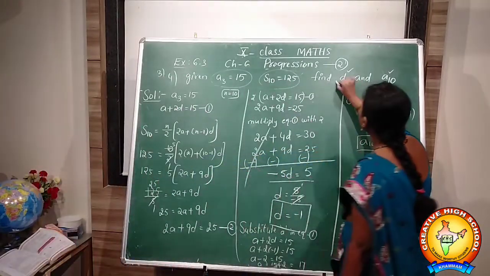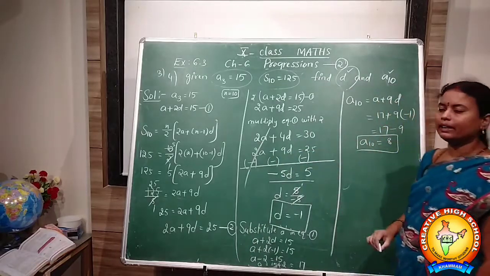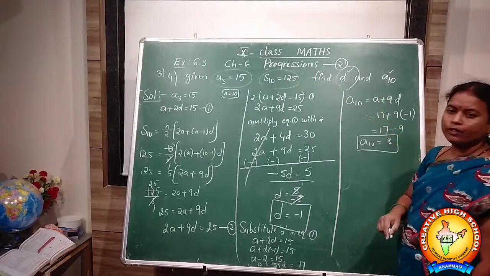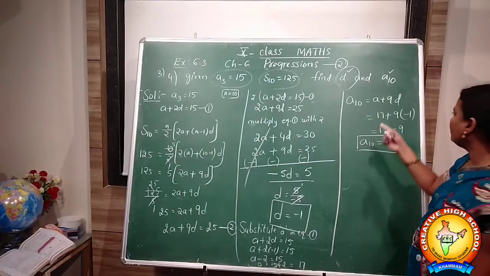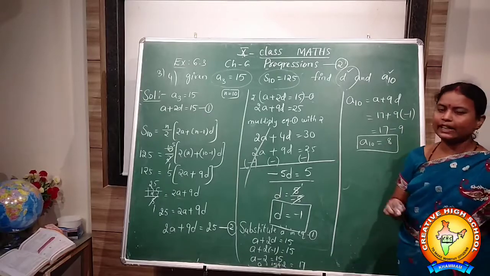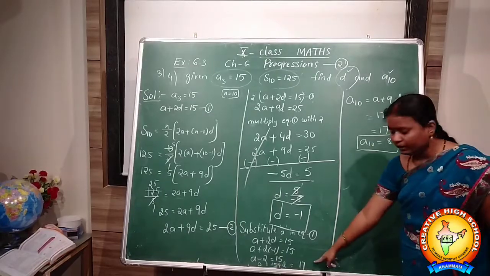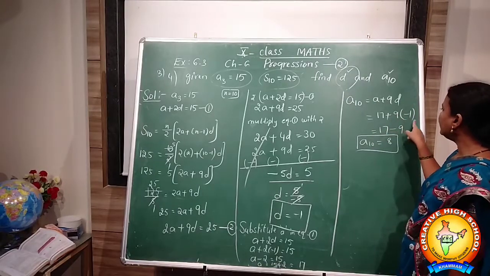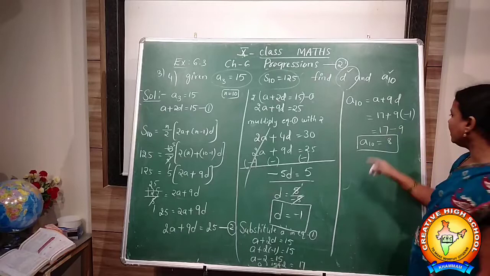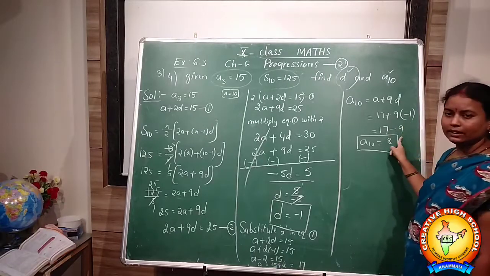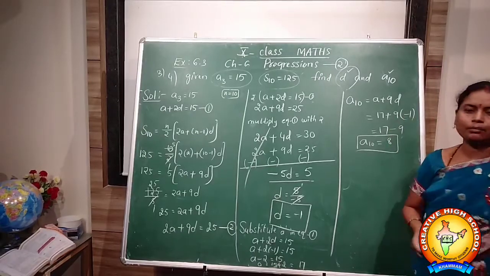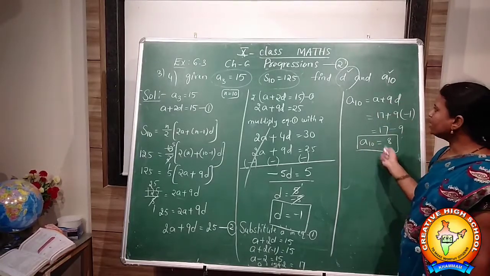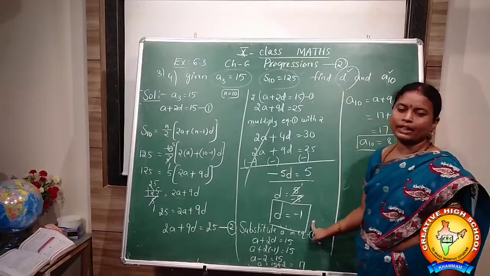Now we have the d value, that is d is equal to minus 1. Now let us find the a10 value. To find a10, the formula is a plus 9d. The a value we got is 17. 17 plus 9 into the d value, which is minus 1. 17 minus 9 will become 8. So a10 is equal to 8 and the d value is minus 1.